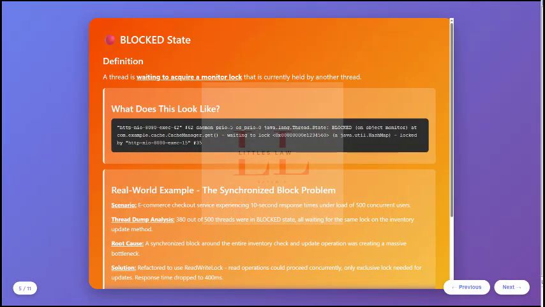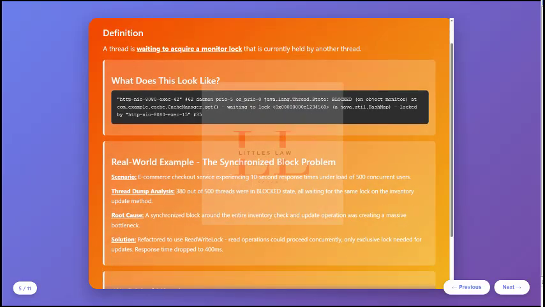That's the blocked state. This is one of the most important states to understand, because a thread in blocked state is waiting to acquire a monitor lock that is currently held by another thread. Essentially, it's like saying I need this resource, but someone else has it locked, so I'm stuck waiting. In a thread dump, you will see java.lang.Thread.State: BLOCKED on the object monitor, and it will tell you which lock it's waiting for and which thread currently holds that lock. I would suggest you even memorize this for your interview as well.